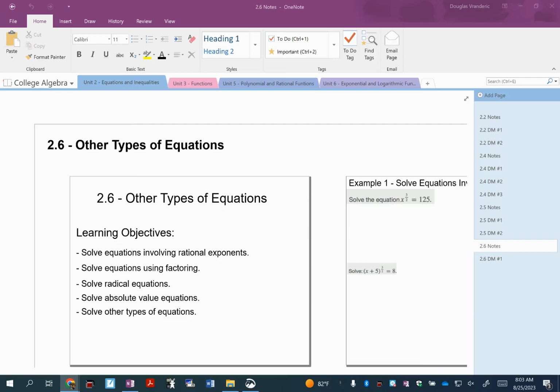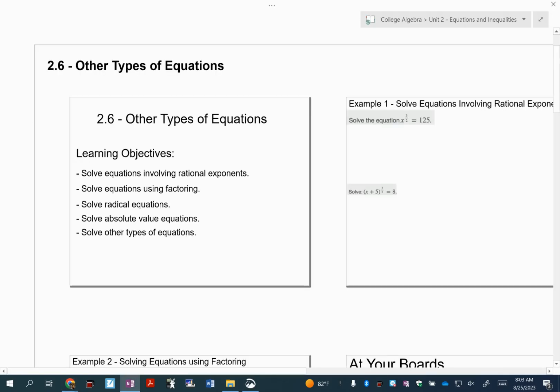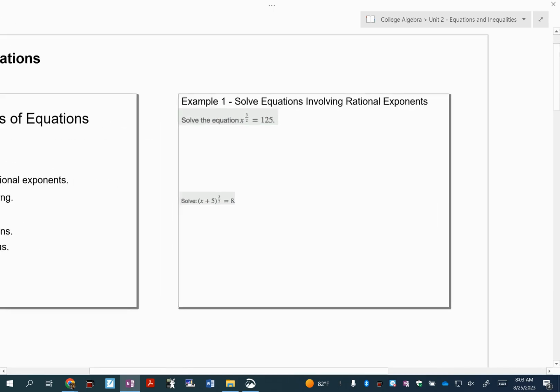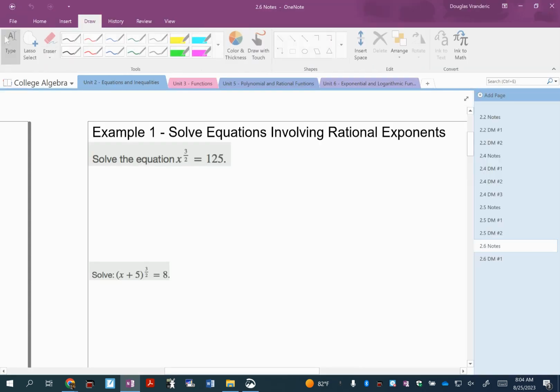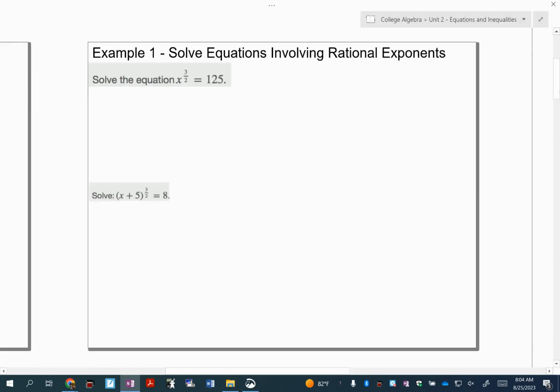In this video, I'm going to go over how to solve different types of equations besides just quadratic equations. The first ones we're going to look at are equations that involve rational exponents, which just means there's a fraction in the exponent. The way to get rid of it is to raise both sides to the reciprocal of that fraction exponent. So if the exponent is 3/2, we're going to raise both sides to the 2/3 power.